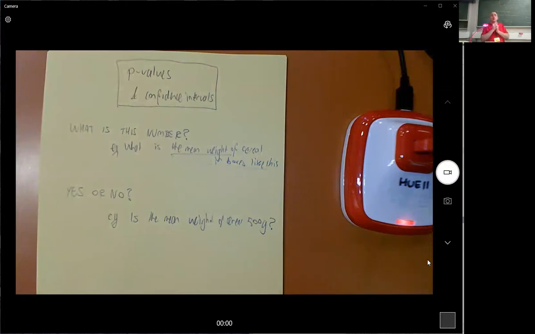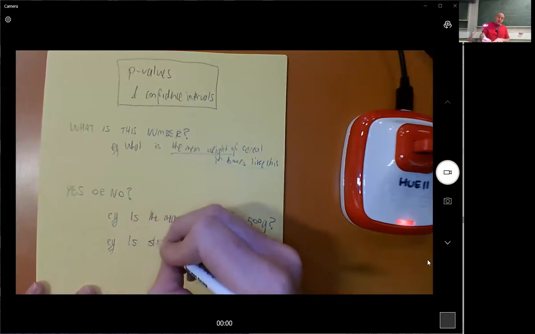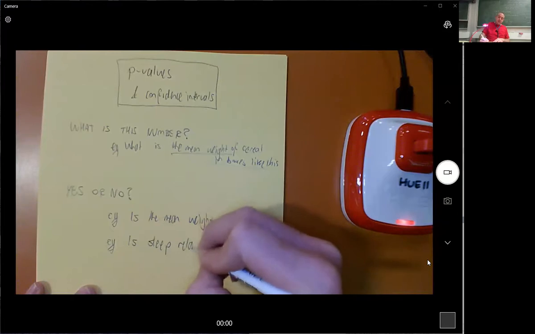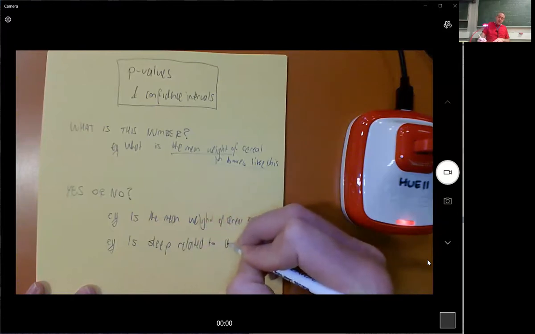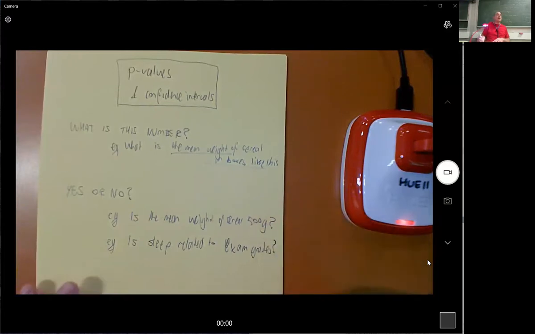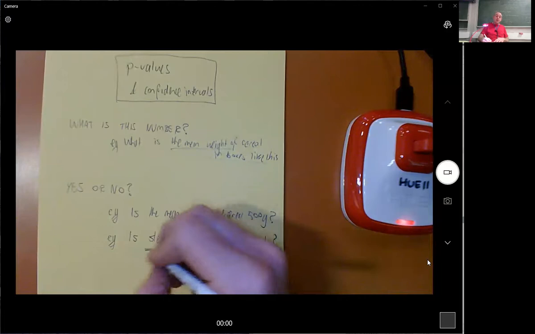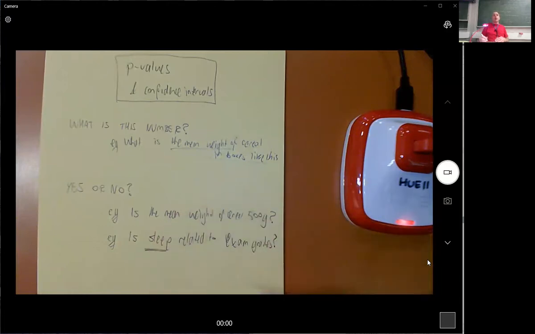The two classic kinds of questions. But the yes or no questions don't have to be about a number. They can also be, is sleep related to exam grades? That's a yes or no question. They're either related or they're not. This is not specific enough for statistics to be able to answer it. You would have to figure out how you're going to measure sleep first, like is it number of hours per day or what? So you need to figure out how to do that.